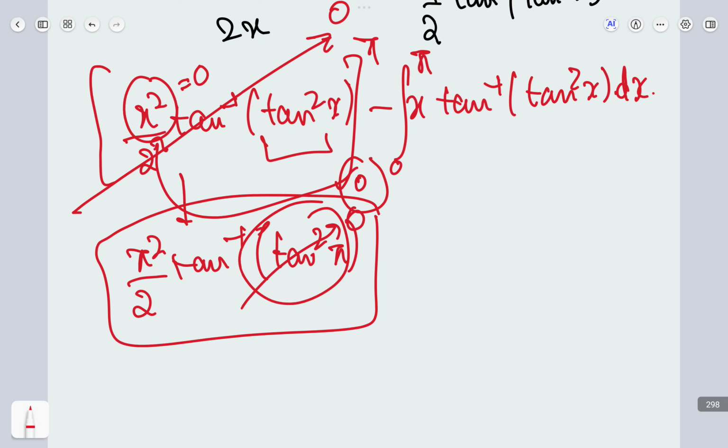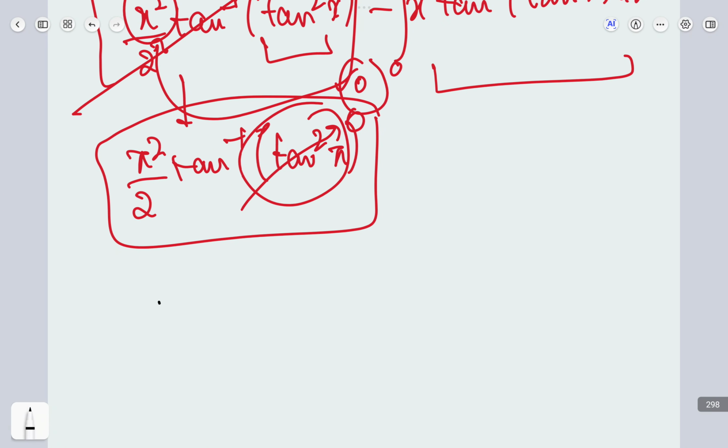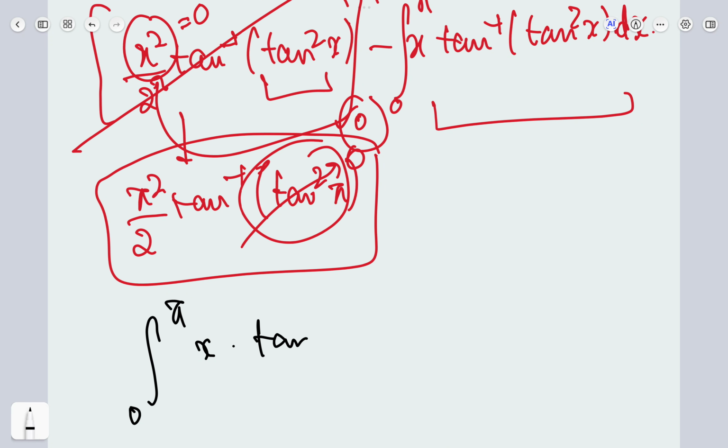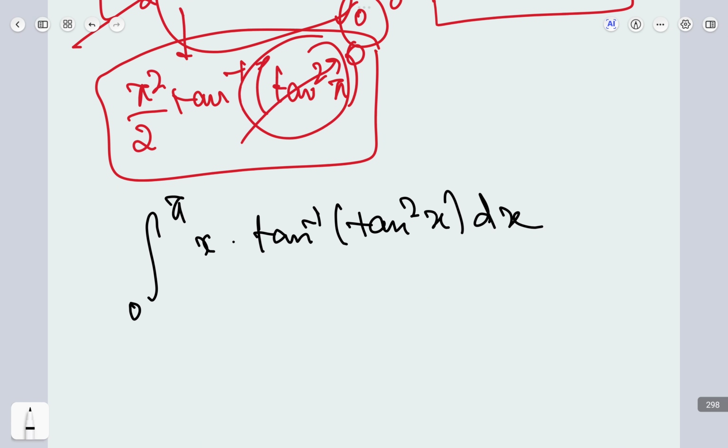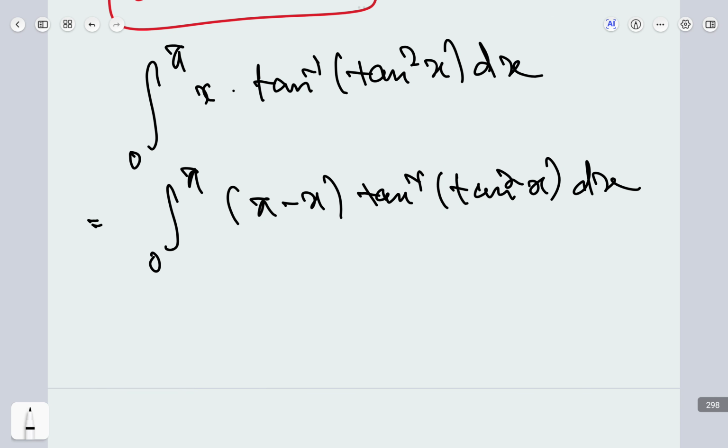Okay, now we have to find this. So for this I have the integral from 0 to pi of x times tan inverse tan square x dx. I would apply King's rule, pi minus x tan inverse tan square x. This is a really easy question. Like, okay, I can say that it's a tough mains question, but not like a very JEE advanced type stuff.